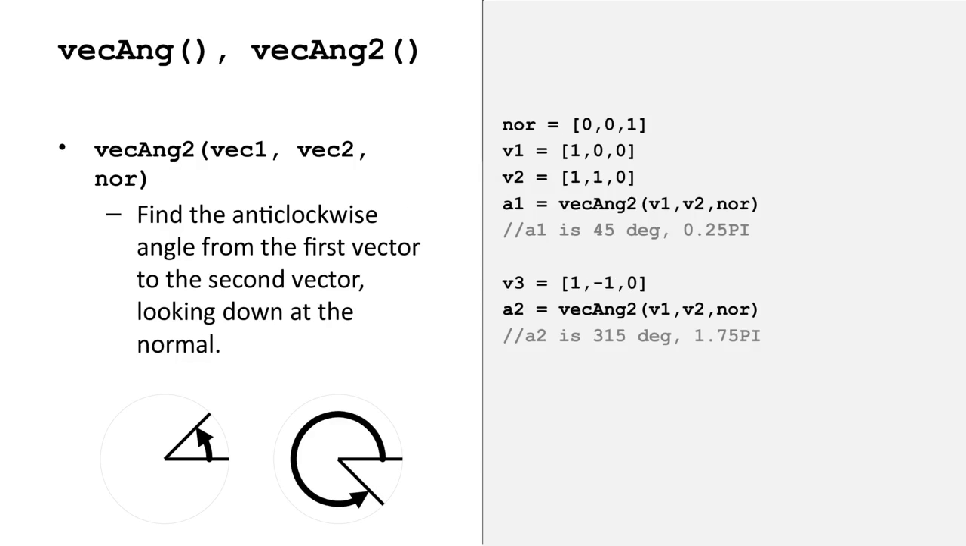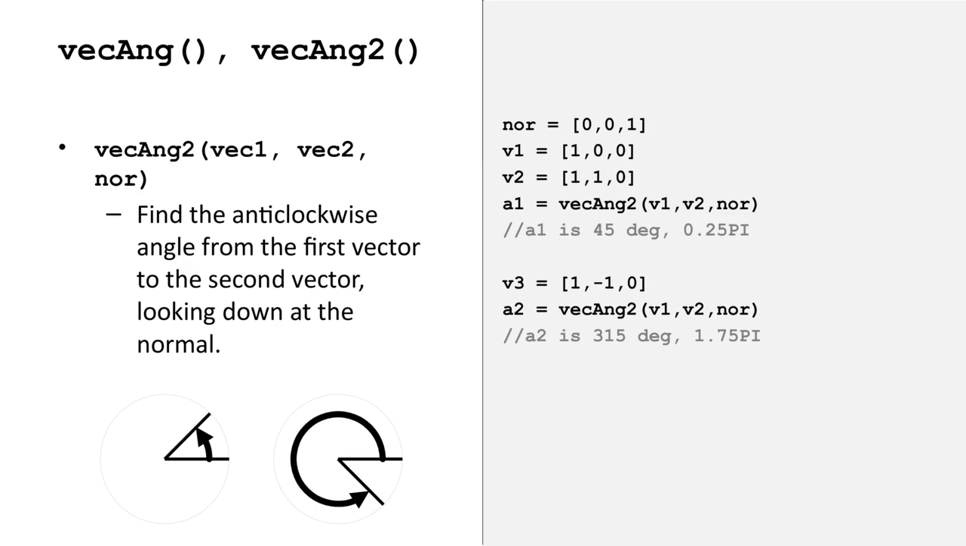The second function for calculating angles is the vec_angle_2 function. In this case, the function returns the angle from the first vector to the second vector, in an anti-clockwise direction. In order to be able to figure out which direction is anti-clockwise, the function needs to know your point of view. The point of view is specified by a third vector, the normal.